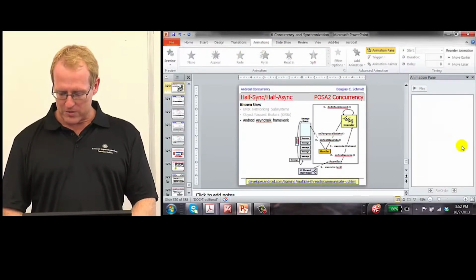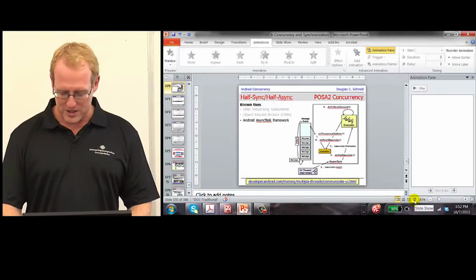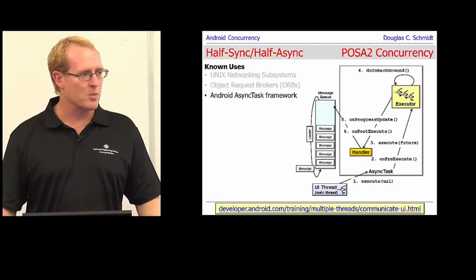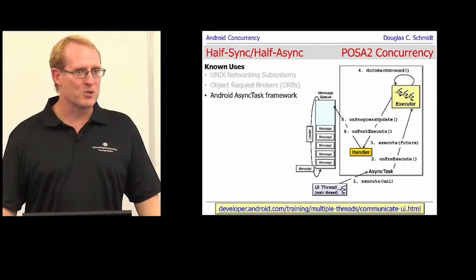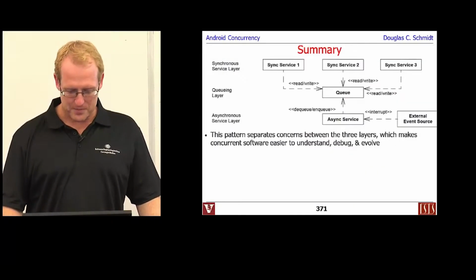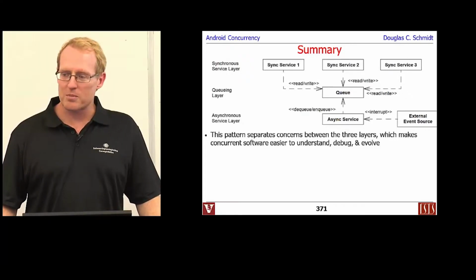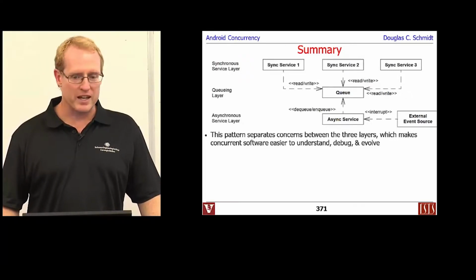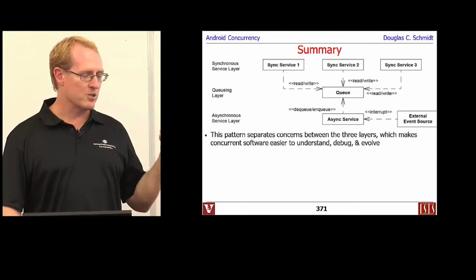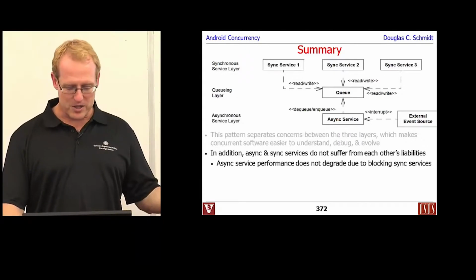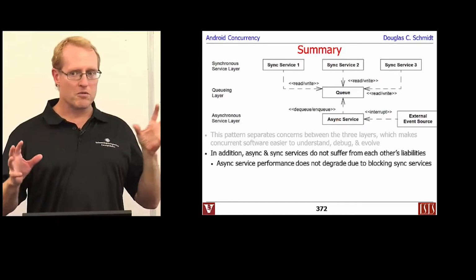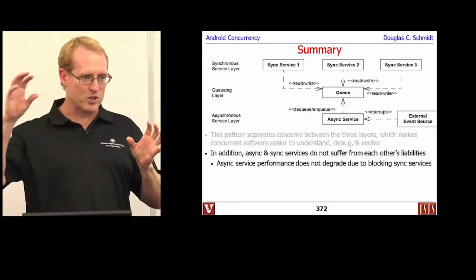OK, so those are a bunch of different known uses of the pattern. This is one of my favorite patterns from the POSA 2 book, because it's so powerful, and you see it show up in the most unusual places, as we're about to see. To summarize, the half-sync/half-async pattern simplifies your solutions by breaking them up into three layers, which makes things easier to debug, evolve, and understand. We don't force people to do asynchronous stuff where synchronous stuff makes sense.